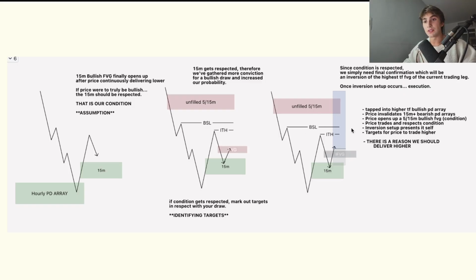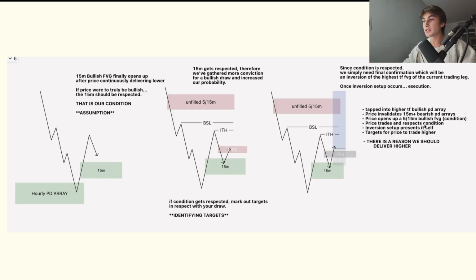And of course, we have our targets. And if we break it down, we have here: we tapped into a higher time frame bullish PD array. Price invalidates 15-minute bearish PD arrays plus. So we're assuming that we're invalidating some 15-minute or 5-minute bearish PD arrays here. Price opens up a 5 or 15-minute bullish fair value gap condition. That happens right here. That's step 3.